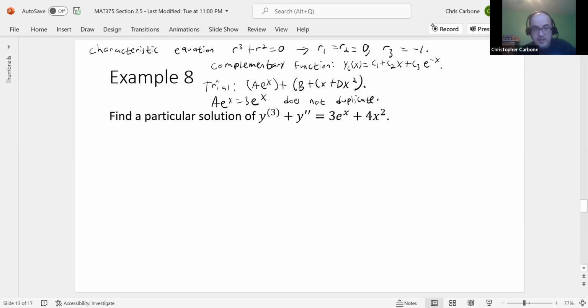However, for the b plus cx plus dx squared, that is unfortunately a part of our complementary function, at least the first two terms. So if we just multiply by an x, we still have duplication. So we need to multiply b plus cx plus dx squared by x squared, and that will help us to eliminate the duplication.